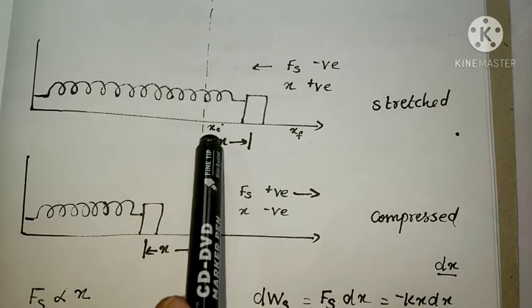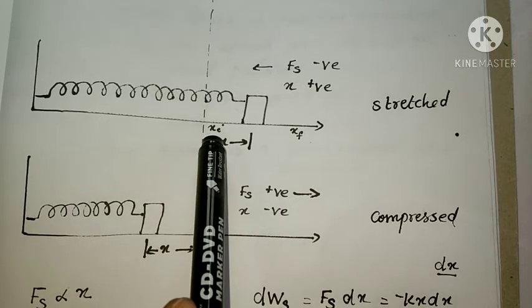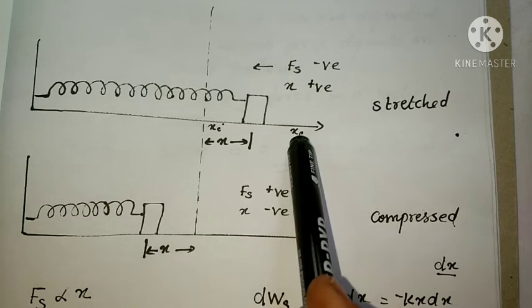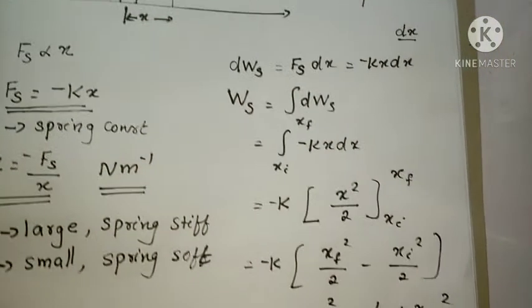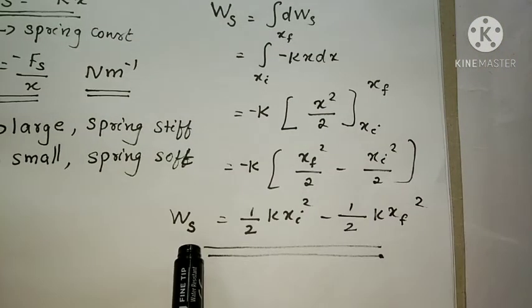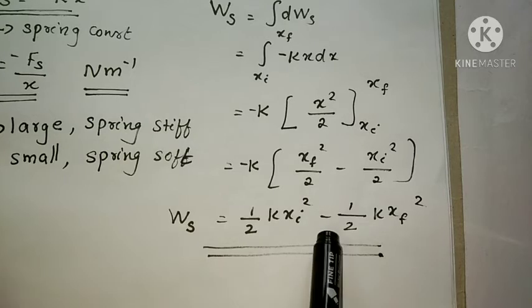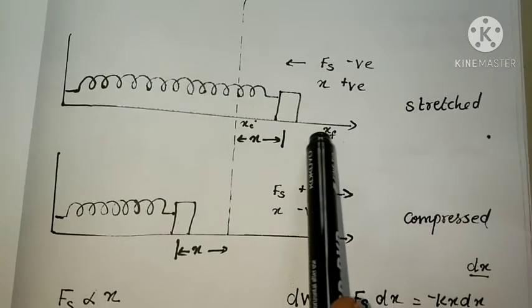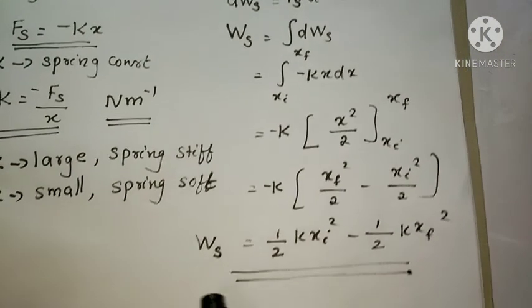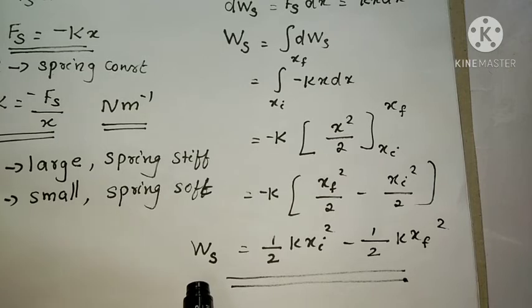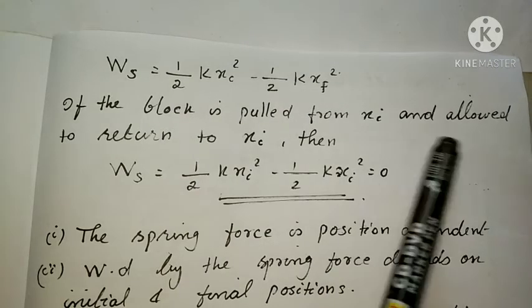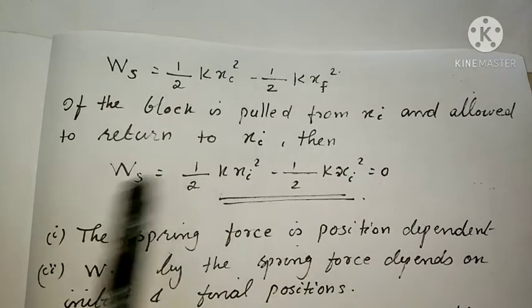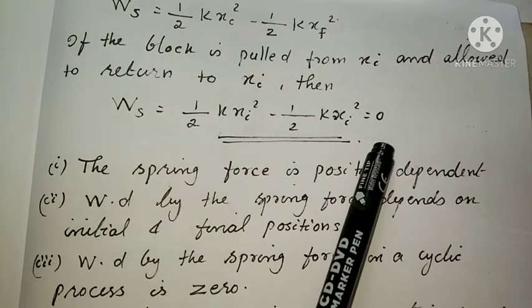Suppose the block is moved from xi to a distance xf and then it is allowed to return to the position xi. What does this equation become? Ws equals half k (xi square minus xf square). It again returns to the position xi, so xf equals xi. So what is the work done by the spring force? It is equal to 0. So we can write: if the block is pulled from xi and allowed to return to xi, then the work done by the spring force is equal to 0.